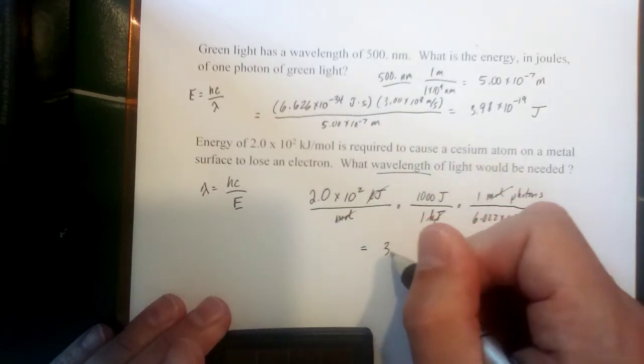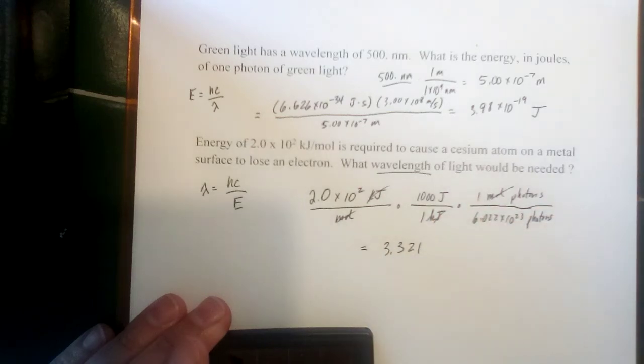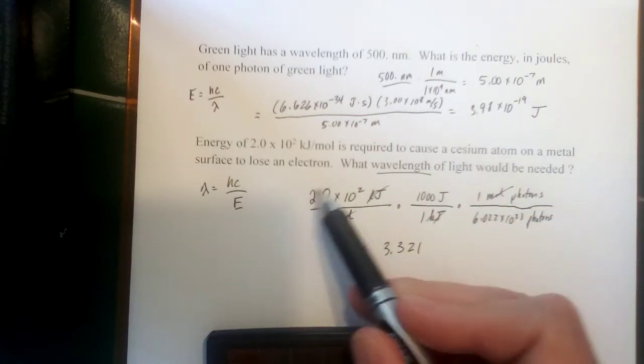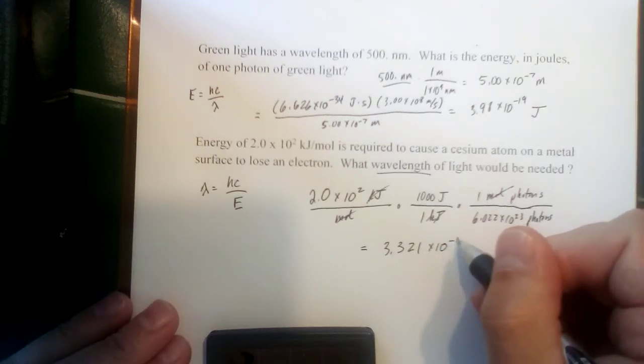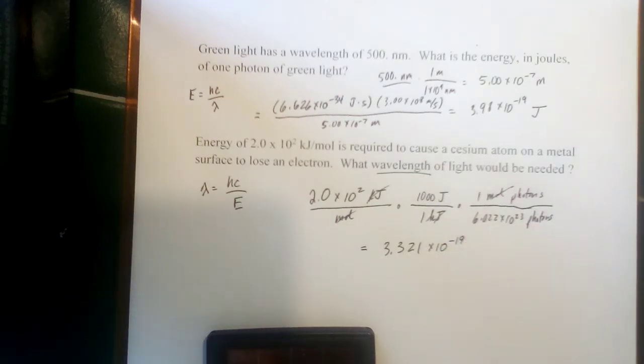I get 3.321. I really only have 2 sig figs here. I'm going to keep a couple extras in terms of what I write down, and I can't keep it in the memory because I'm using the little solar calculator.